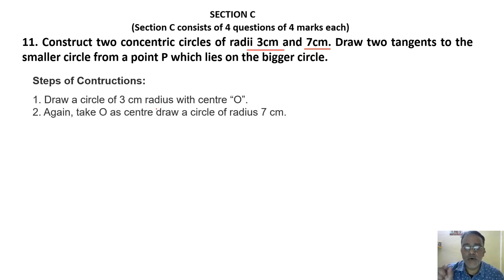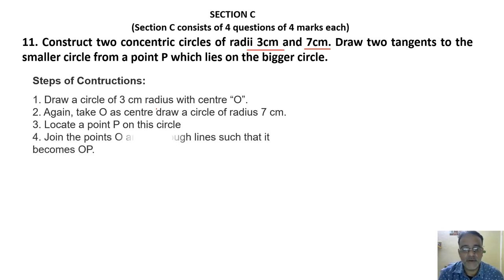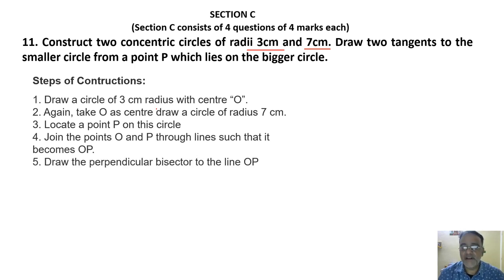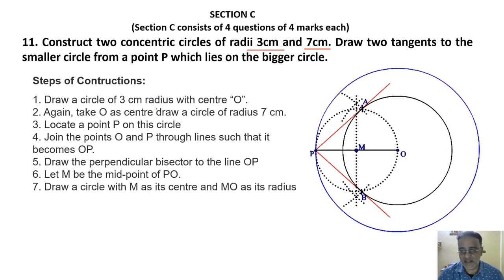Phir hum log outer circle mein ek point lenge P, right? Phir O aur P ko join karenge, phir OP ka hum log perpendicular bisector draw karenge, which will intersect at point M. Phir M ko center lete hue hum log ko circle draw karna hai. Dekho, yahan par dekho, ye 3 cm ka hai aur ye 7 cm ka, aisi rough figure hai. OP को join किए हम लोग, फिर उसके बाद इसका perpendicular bisector जो है वो M पे intersect हो रहा है. Now with center M draw a circle which intersects the internal circle, inner circle at point A and B.